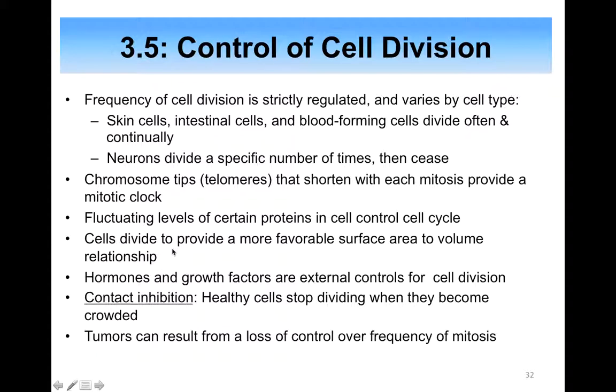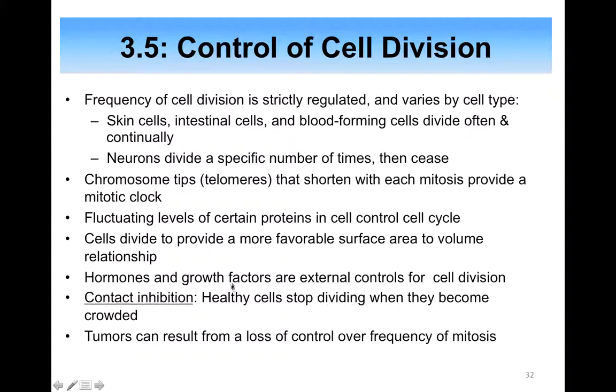Cells generally divide because their surface area can't support the volume. This happens when cells get too big. When cells are small, the surface area and the volume are in a ratio that allows stuff to enter and leave the cell to support the cell's metabolism. When a cell gets too big, the surface area can no longer support the volume because volume grows faster than surface area. There are hormones and other growth factors that are external controls for cell division.